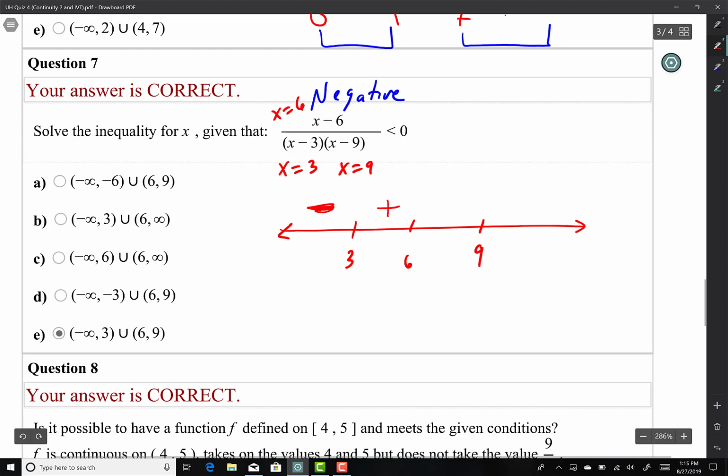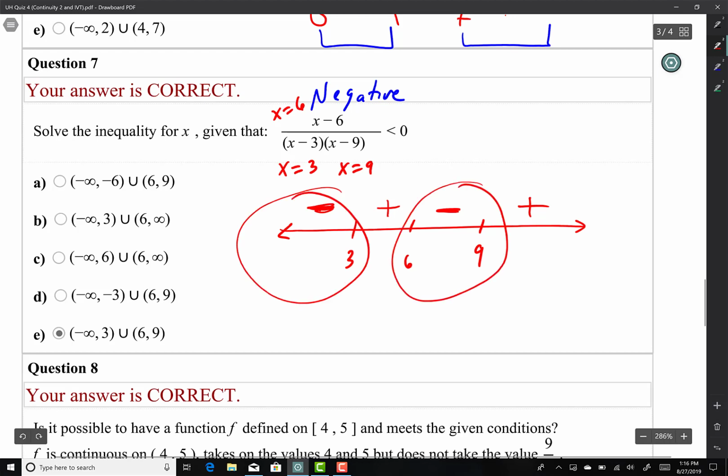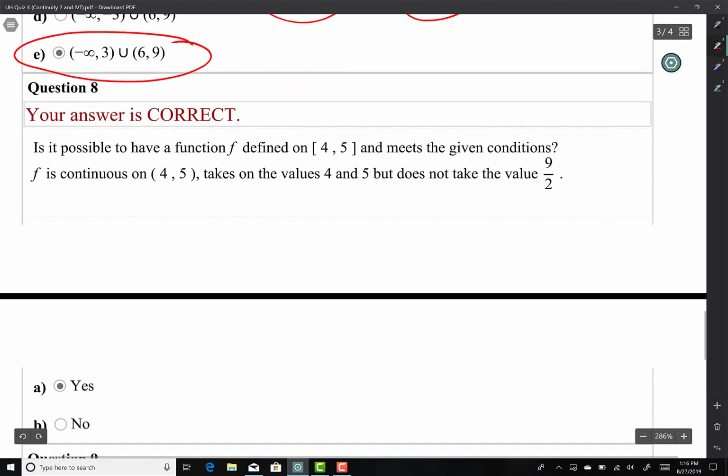In the bottom, now between 6 and 9, so like 7. 7 minus 3 is a positive, 7 minus 9 is a negative, positive times a negative is a negative. In the top, 7 minus 6 is a positive, positive divided by a negative is a negative. And if I have a number like 10, everything's positive, so positive divided by positive is positive. I wanted negative values, so negative infinity to 3 and 6 to 9, not including 6 or 9. So there it is. All right, let's see if we can go fast through these.